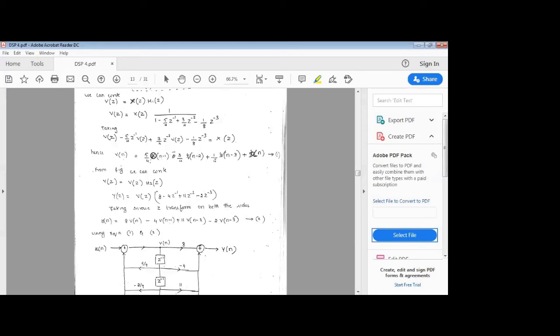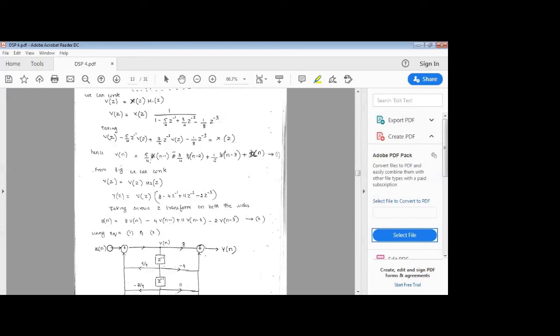Why? We can see here it is 5 by 4 into v of n minus 1, 3 by 4 into v of n minus 2 and 1 by 8 into v of n minus 3 in the first expression. In the second expression, that is minus 4 into v of n minus 1 plus 11 into v of n minus 2 and minus 2 into v of n minus 3. So the number of delay elements required has now reduced to only 3 compared with your direct form 1 structure. So what is the first step we have to do?